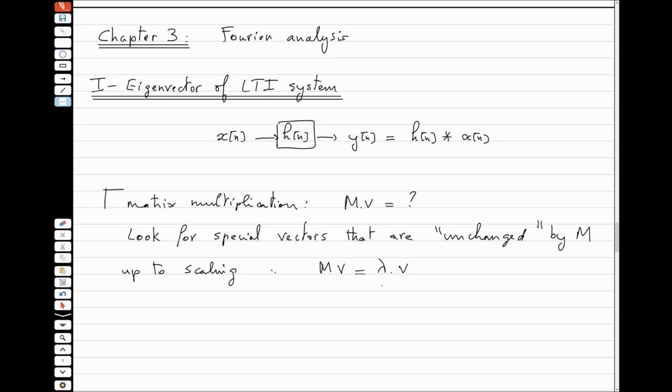So if such a vector exists, it has a name. Oh yeah, I forgot to say it has to be non-zero, because the zero vector always satisfies this. Then v is called an eigenvector. Lambda is called an eigenvalue.